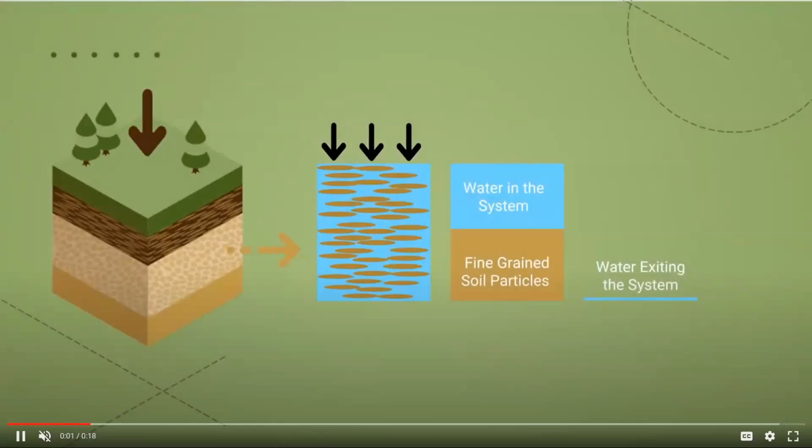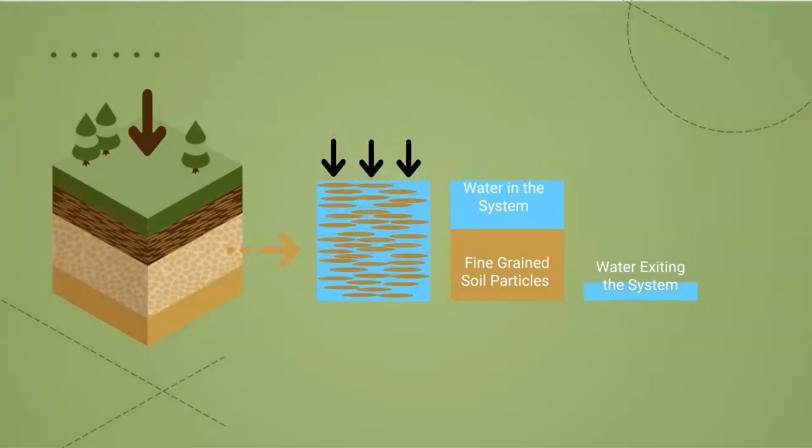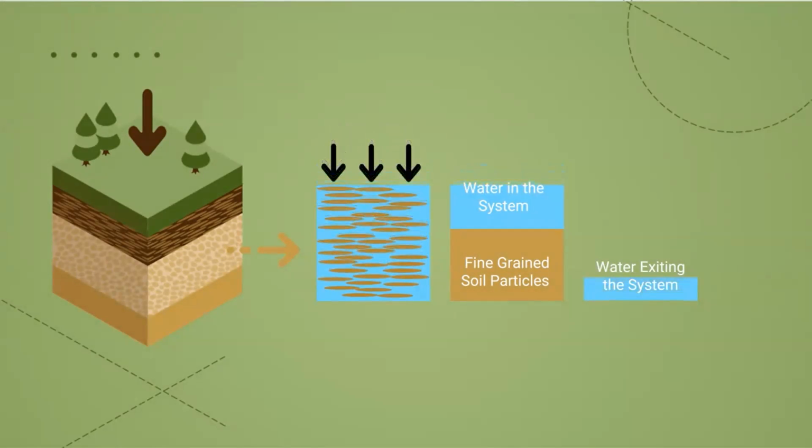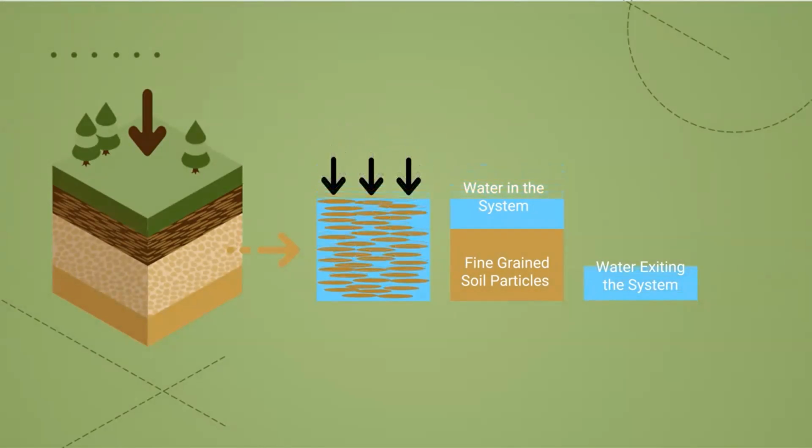As it can be seen in this short animation, when loading is placed on a saturated soil, the water present will seep out of the soil, and the soil particles will move into a denser configuration. As more and more water leaves the system, the soil itself will support more of the load.